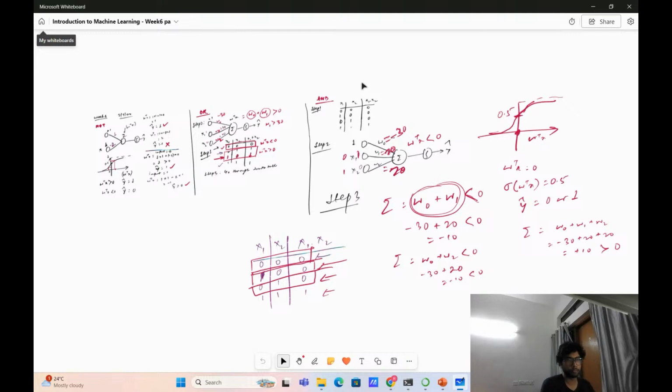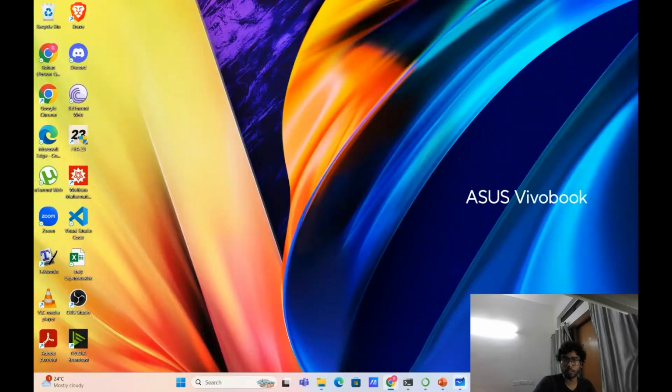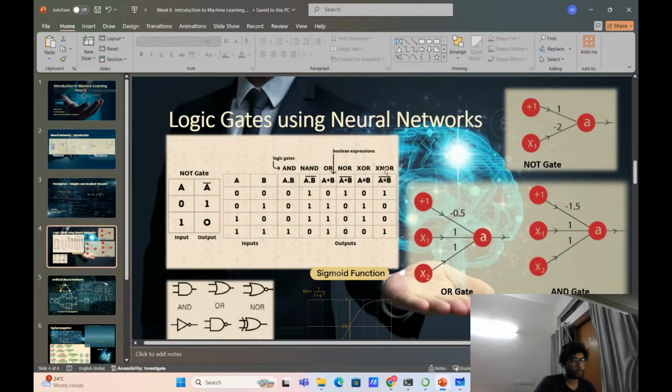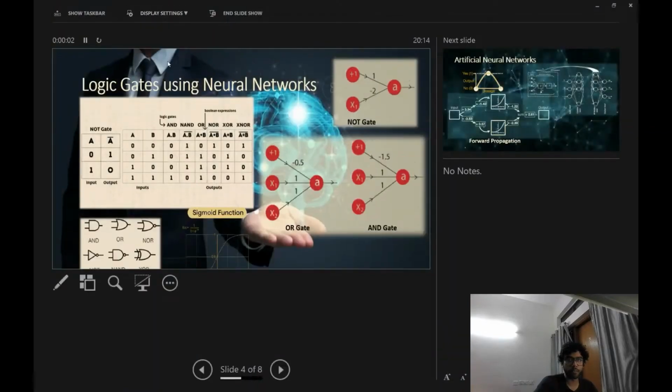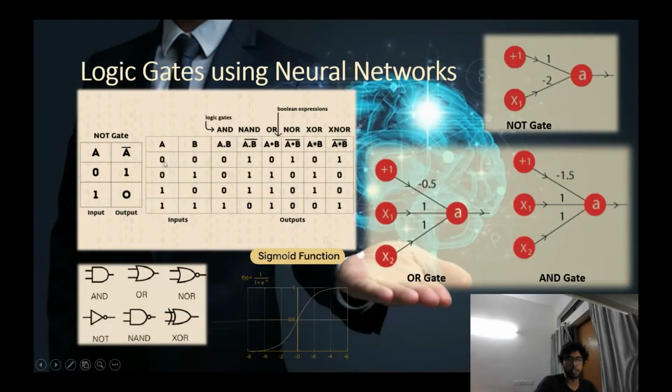Okay, is it clear now? Now I guess it's homework for you guys to construct other gates like NAND, NOR, XOR, XNOR using this truth table, just as we did for AND and OR gates.